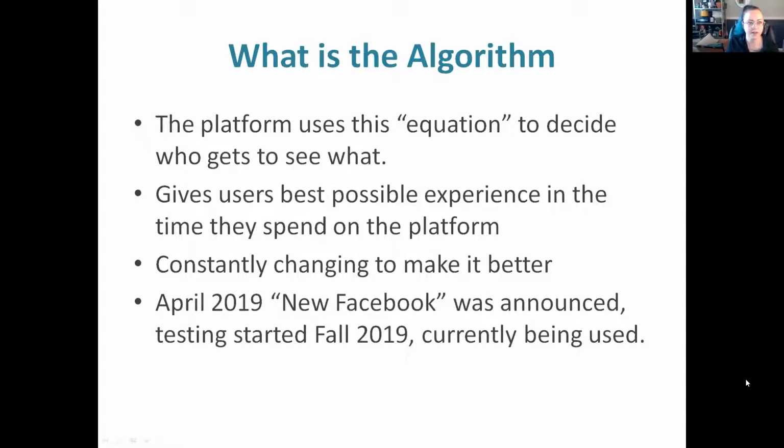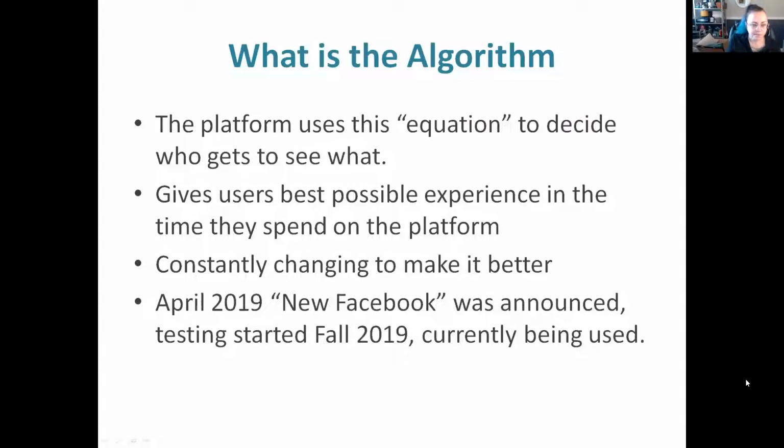And I get this question a lot. People want to know, what is the algorithm? Only the deepest, darkest, basement-dwelling employees over at Facebook know exactly what the algorithm is, but to make it easy for you to understand, it's basically an equation that is used to decide who gets to see what on a platform. So whether that's Facebook or Twitter, or even Google as a search engine, it uses an algorithm as well.